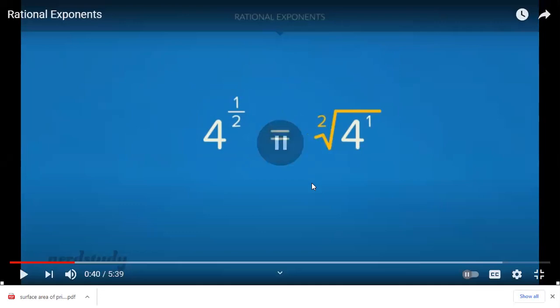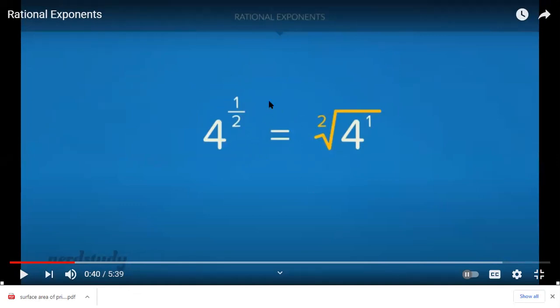So what do you notice here? If it was 4 to the power of half, we can write it in another form. It will be exactly the same as the square root 2 of 4 to the power of 1. What do you notice, grade 9? The half is separated. We changed it already.